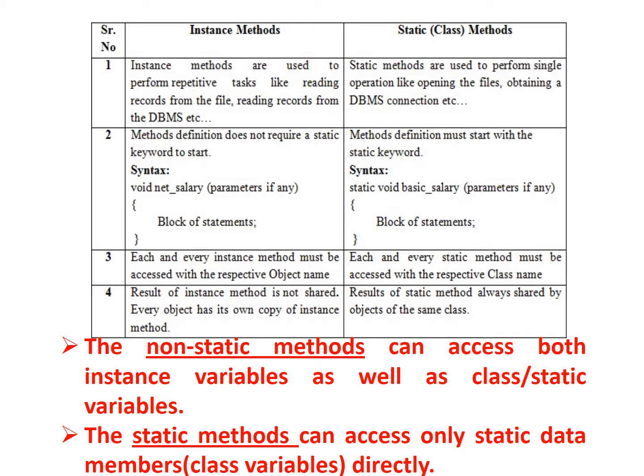Kindly note that non-static methods can access both instance variables as well as class variables, whereas static methods can access only static data members directly. Whenever we need to make use of non-static members in static methods, we have to create the object so that they can be invoked from the static methods.